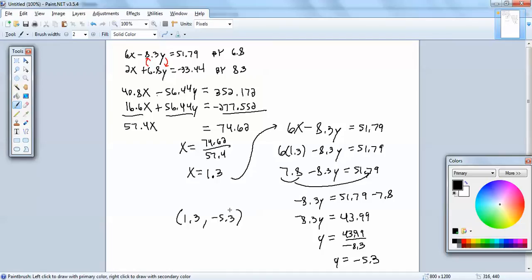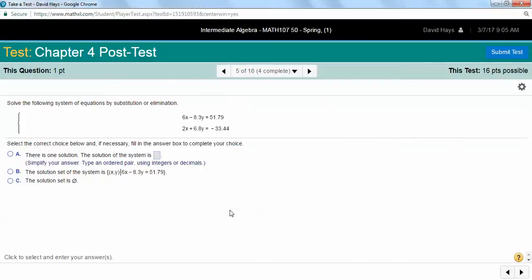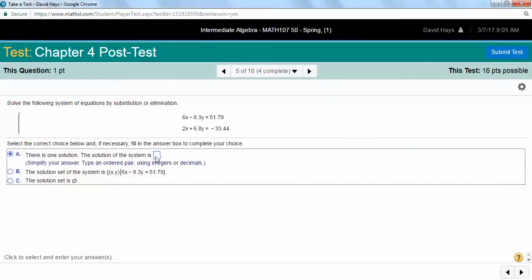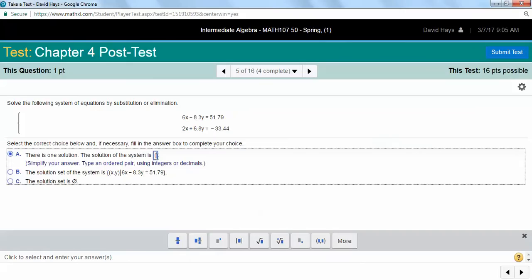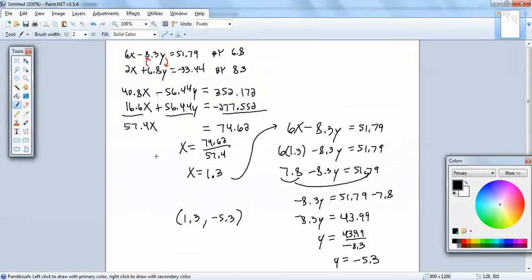Let me just check it with the other one. 2 times 1.3 plus 6.8 times negative 5.3 gives us negative 33.44. That checks. 6 times 1.3 minus 8.3 times negative 5.3 gives 51.79. That checks. Okay, so we'll have 1.3 comma negative 5.3.